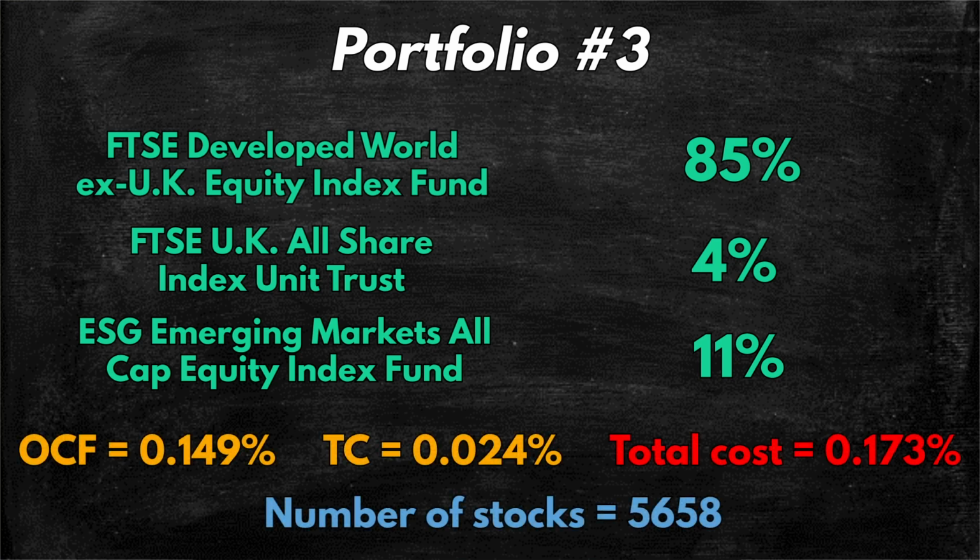This has an average ongoing charge of 0.149% and an average transaction cost of 0.024%, giving an average total fee of 0.173%. The portfolio holds a total of around 5,700 stocks. The number of stocks is actually much less than the other two portfolios that we've covered so far. This is because of the developed world excluding UK fund not being all cap. It only invests in large and medium sized companies.